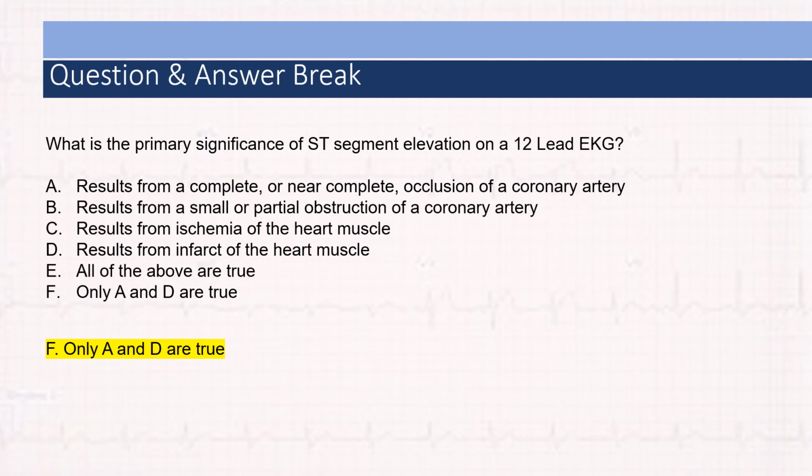A STEMI does not result from a small or partial obstruction of a coronary artery, yet results from a complete or near complete occlusion. It does not result from ischemia of the heart muscle, it results from infarct of the heart muscle.